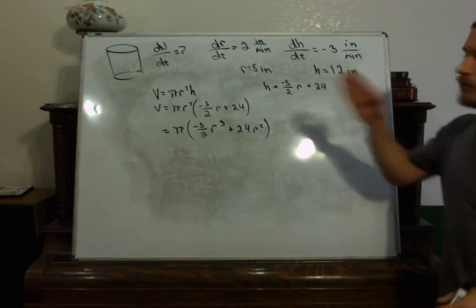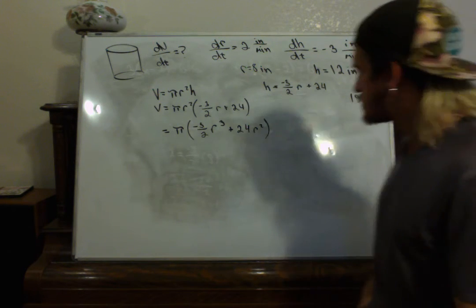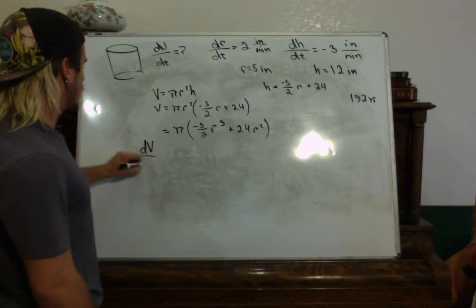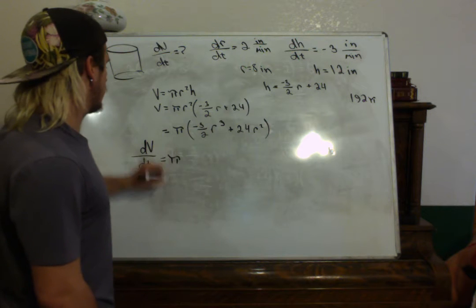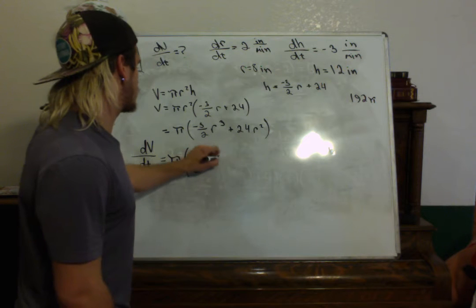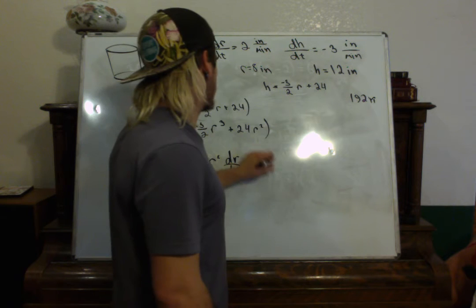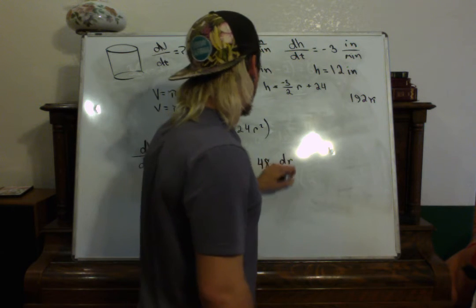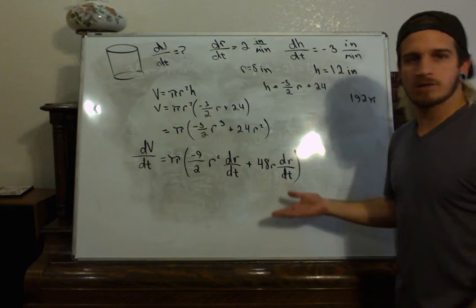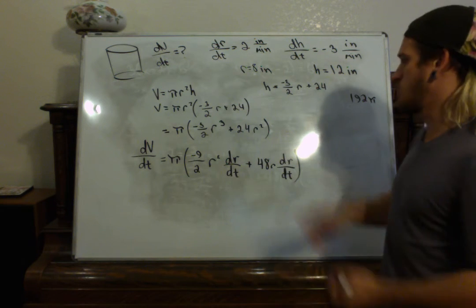Good. So now we have the volume of the cylinder with respect to only one variable, just its radius. Let's go ahead and derive that with respect to time. dV/dt equals pi times negative 9 over 2 r squared dr/dt plus 48r dr/dt. Well, there we go. We did what we set out to do. We did not have to use the product rule when we derived the volume formula this time. In fact, we only had to use the power rule.